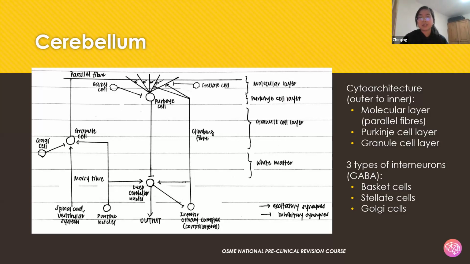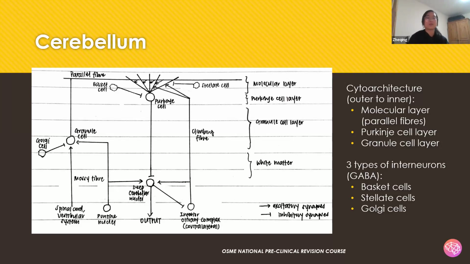The molecular layer contains the parallel fibers. And then you have three types of interneurons, all of which are inhibitory, so they use GABA: basket cells, stellate cells, and Golgi cells. I don't recommend learning the details of each, and you probably don't have to remember the differences. I don't actually remember them myself. What I found helpful was remembering where each set of fibers projects to.